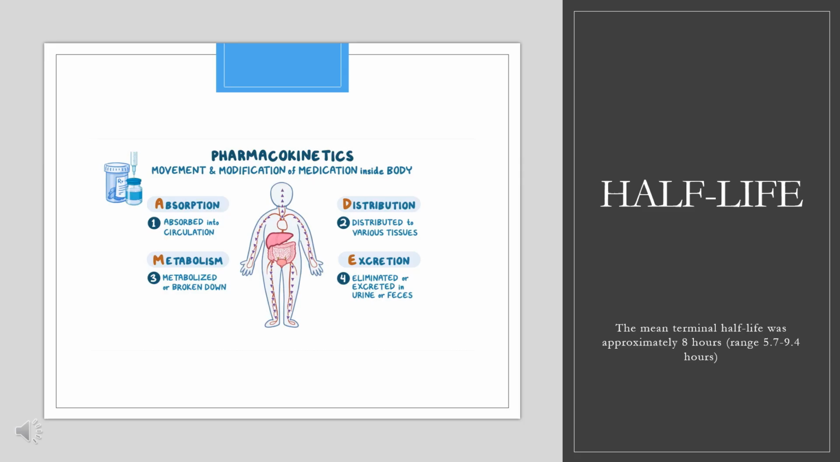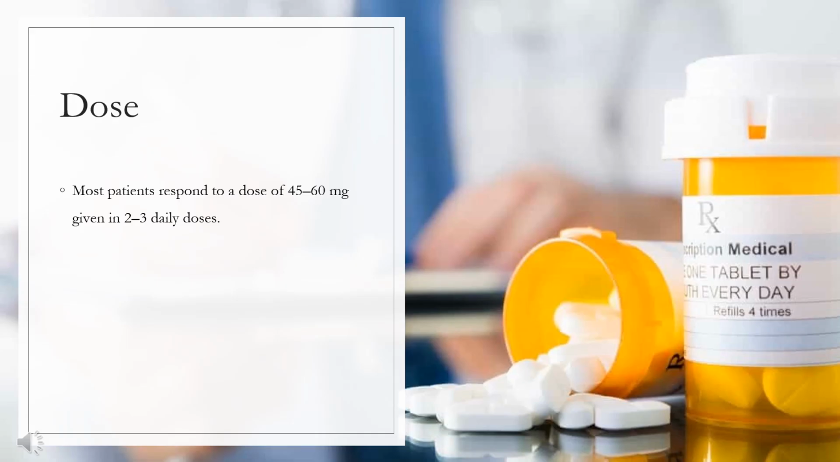Half-life. The mean terminal half-life was approximately 8 hours, range 5.7 to 9.4 hours. Dose. Type 2 diabetes mellitus. Gliquidone should be taken up to 30 minutes before a meal. Most patients respond to a dose of 45 to 60 milligrams, given in 2 to 3 daily doses.